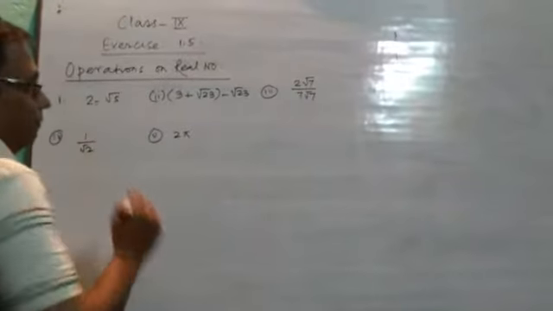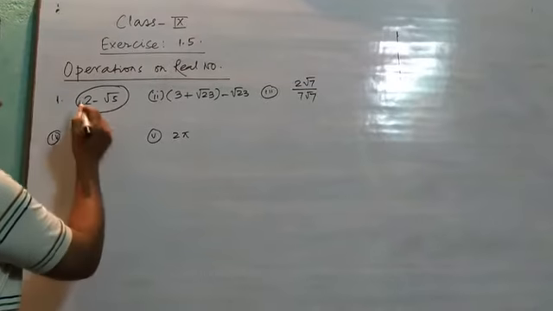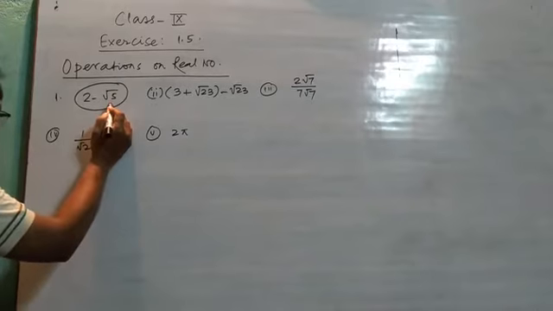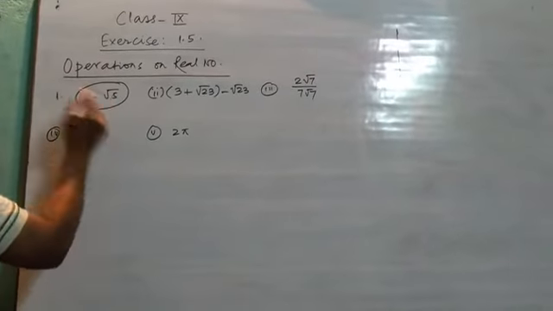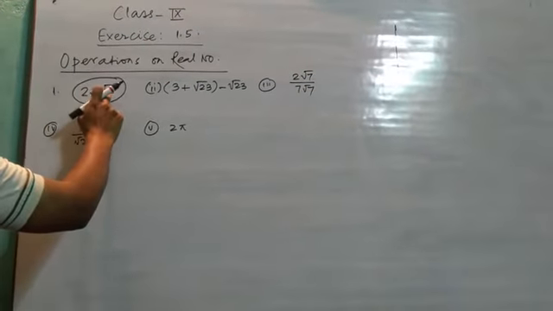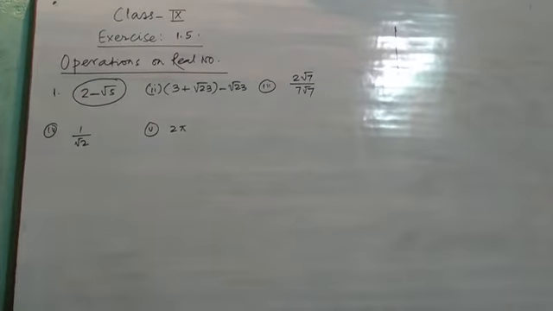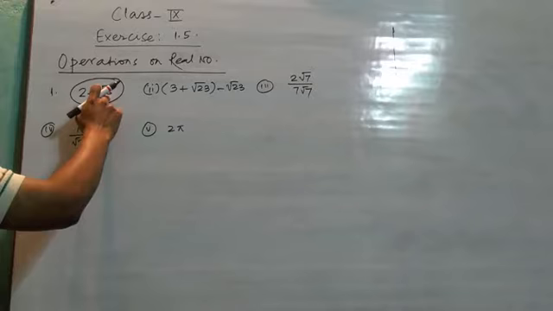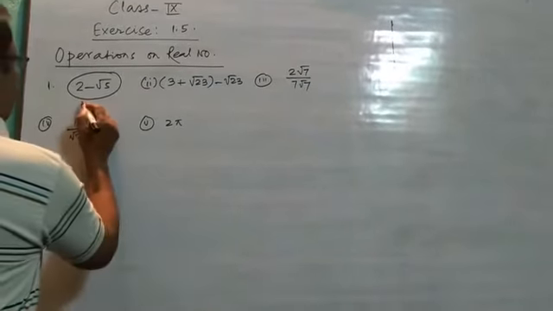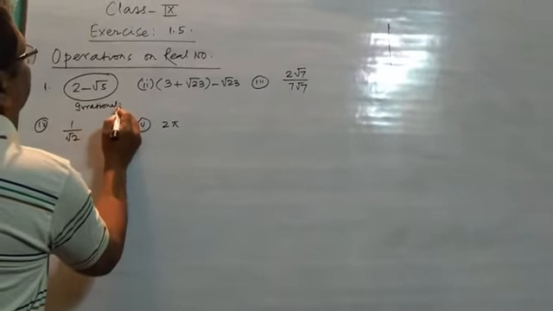Now see the first one. This is a number, it has got two parts. 2 is the rational part, which is non-zero, and root 5 is the irrational part. And why is it irrational? Because 5 is not a perfect square. Now this rational and irrational part are connected by a minus sign. Right now I told you, if an irrational number is subtracted from a non-zero rational number, the result is an irrational number. So the answer will be an irrational number.